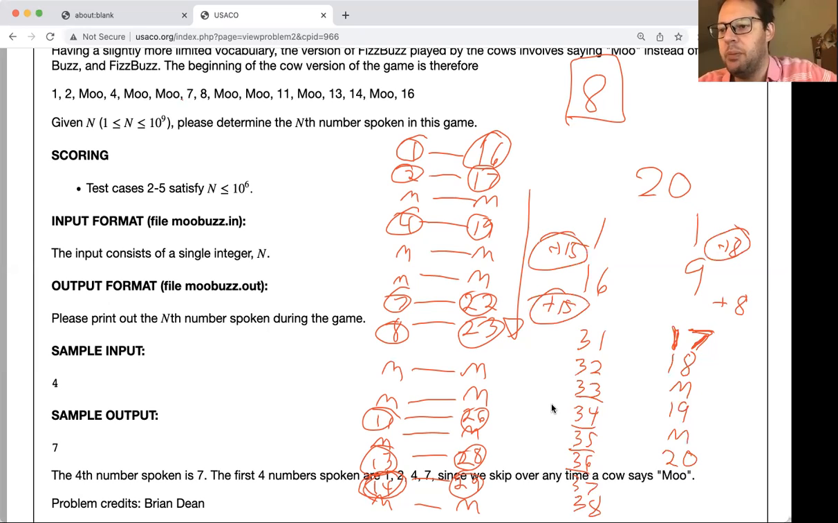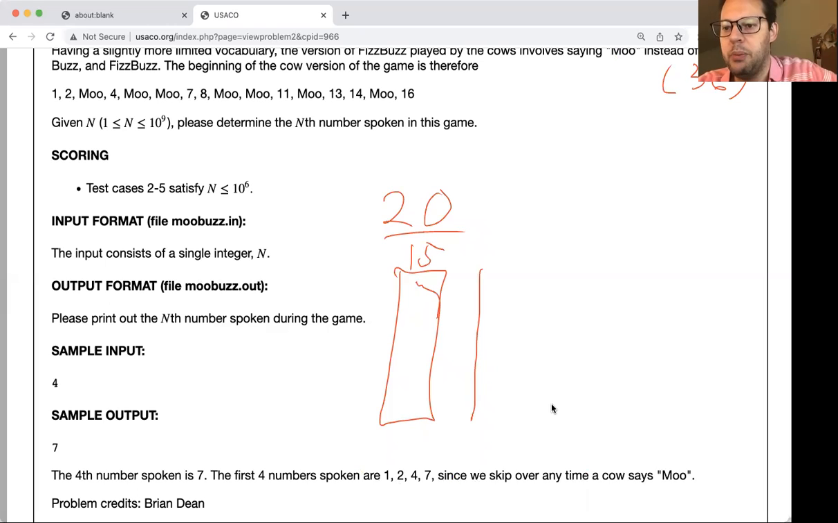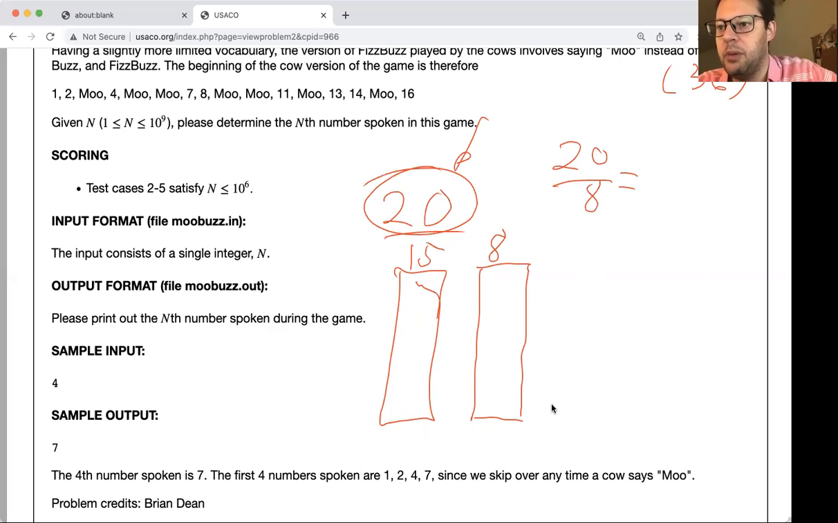But if you think about it, you can also just do that with algebra. So let's go back. I figured out 36 is the 20th number. So we want to get to the 20th number as fast as possible. We know that for every set of 15 actual numbers, we're going to dock off 8 of these spoken numbers. Since I want the 20th number, if I do 20 divided by 8, this is going to be 2 remainder 4.